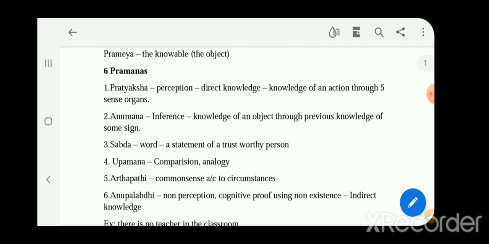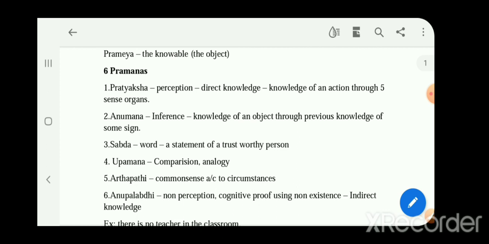And the fifth one is arthapatti. Arthapatti means basic common sense. No one will come and tell you, and you won't hear from someone, or go and read in some text or some book. It's basic common sense as per the circumstances which are happening day to day. That common sense, that knowledge we have, is arthapatti.